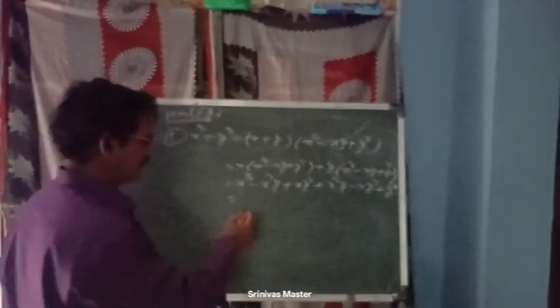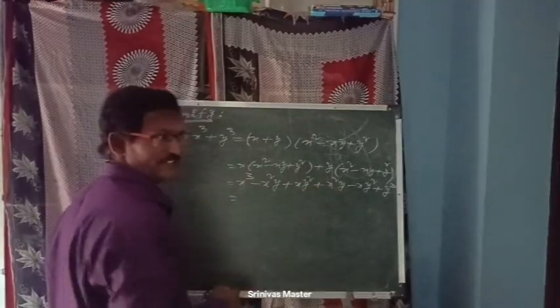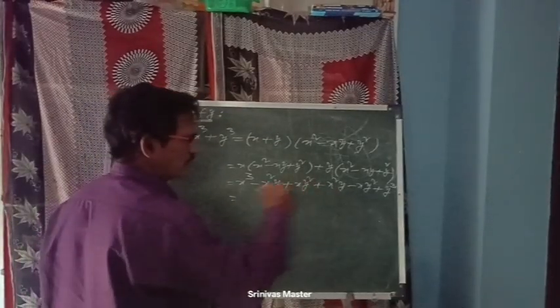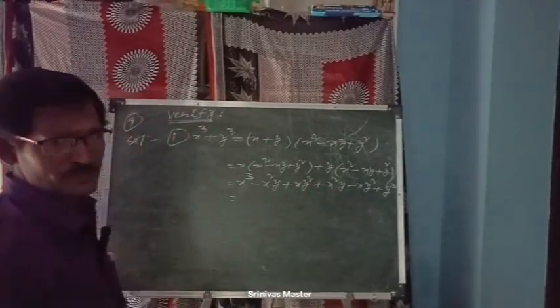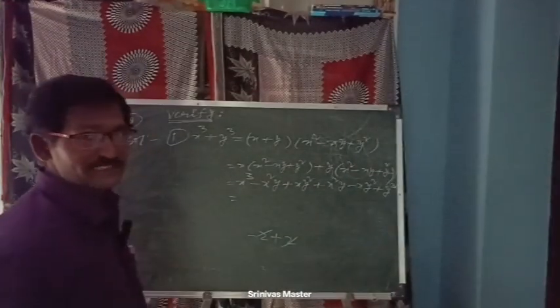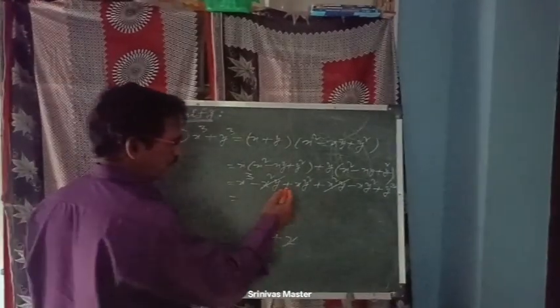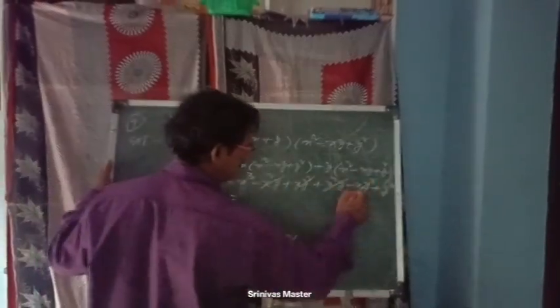Just you can identify. x cube is there only one time. Here minus x square y, but here plus x square y. The x square y terms are opposite to each other, one positive, one negative. They will be cancelled, you know that. For example, minus 2 plus 2 cancel. What is the answer? 0. So minus x square y plus x square y can cancel. Here plus xy square minus xy square cancel.